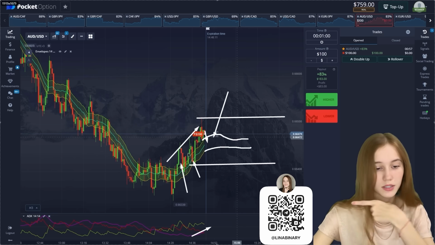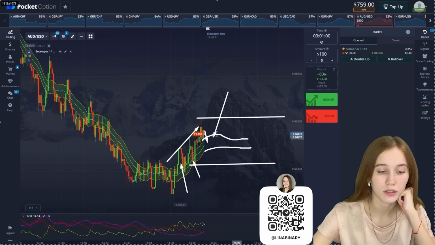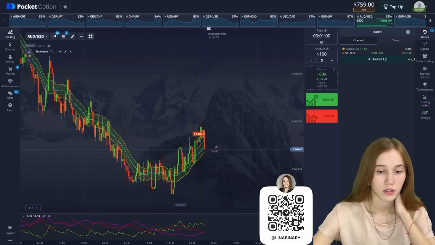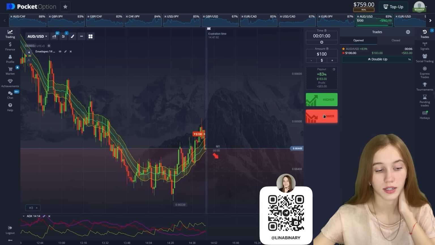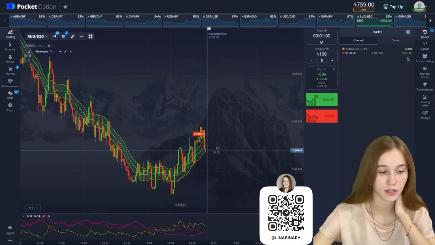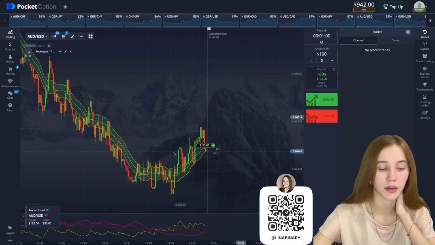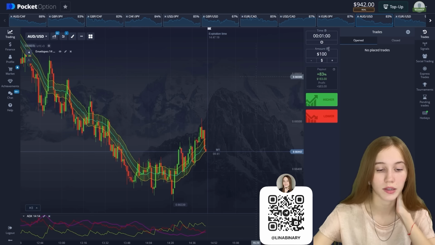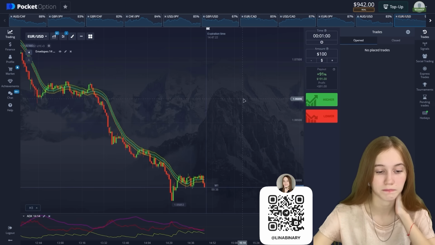ADX, we see intensity is growing. The green line begins to fall and the red line begins to level off. This indicates a change in trend. There are 8 seconds left until the end of the deal, and we open down. Let's see, 2 seconds left. Yeah, good. Plus deal, profit is $83. $942 on our balance. Now we will open for decline.